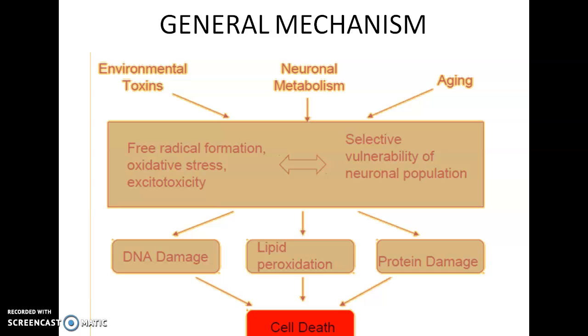Selective vulnerability of neuronal population and everything will lead to DNA damage, high lipid peroxidation, or protein damage, which will ultimately cause cell death. Here, the cell death implies the death of the neurons, which are a part of the dopaminergic pathway in the substantia nigra or the basal ganglia on a whole.